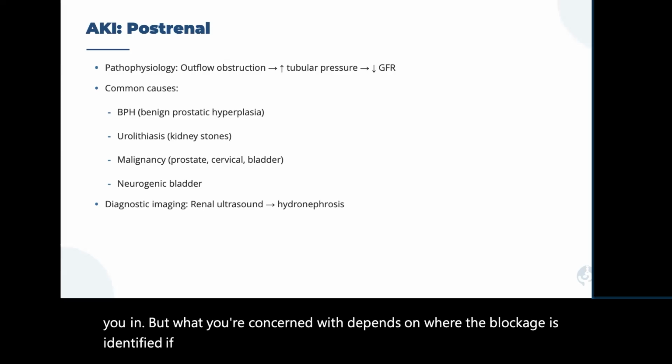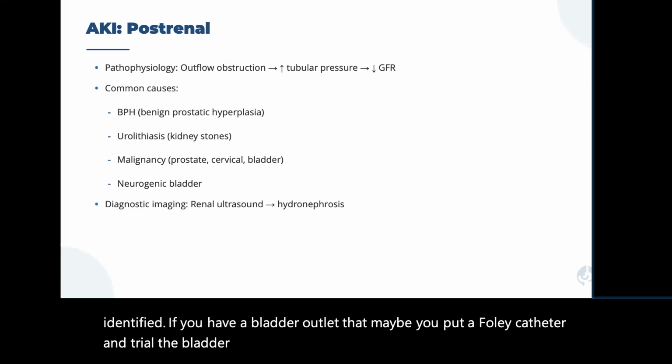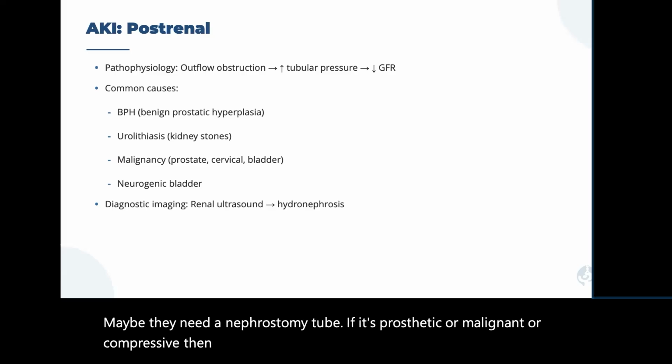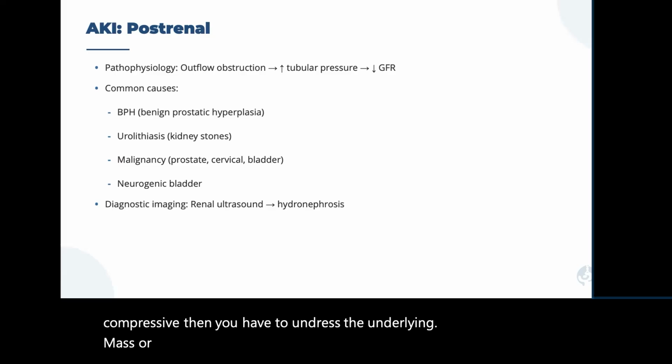If you have a bladder outlet obstruction, then maybe you put in a Foley catheter and trial with bladder scanning. If it's ureteral, then maybe urology consult, maybe they need a nephrostomy tube. If it's prostatic or malignant or compressive, then you have to address the underlying mass or BPH, be it medically or surgically.